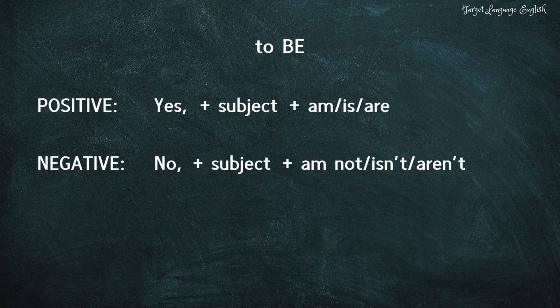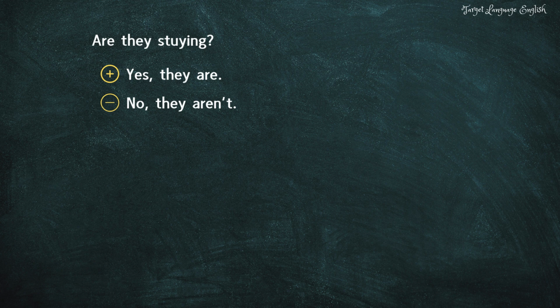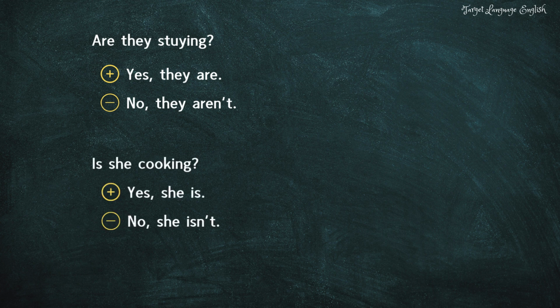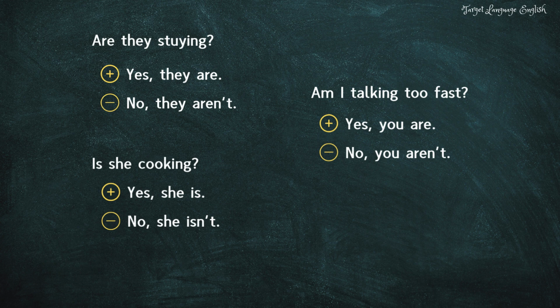Now that we've covered short answers in the present simple, let's move on to the present continuous tense. For example, are they studying? Yes, they are. No, they aren't. Notice that we don't repeat the main verb, studying. Instead, we use the helping verb, to be, to answer the question. Is she cooking? Yes, she is, or no, she isn't. Am I talking too fast? Yes, you are, or no, you aren't.